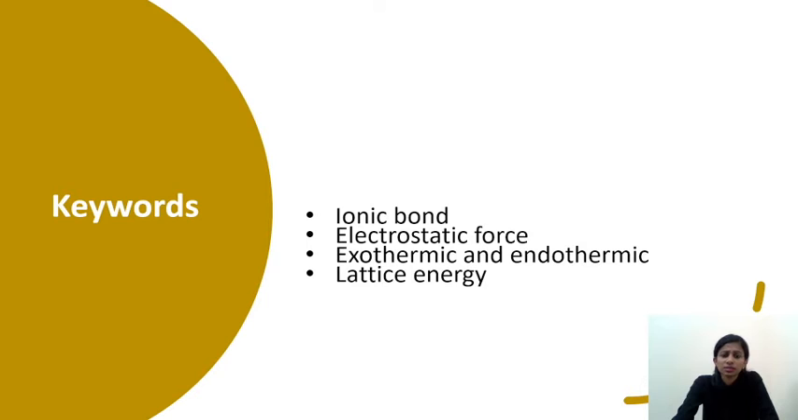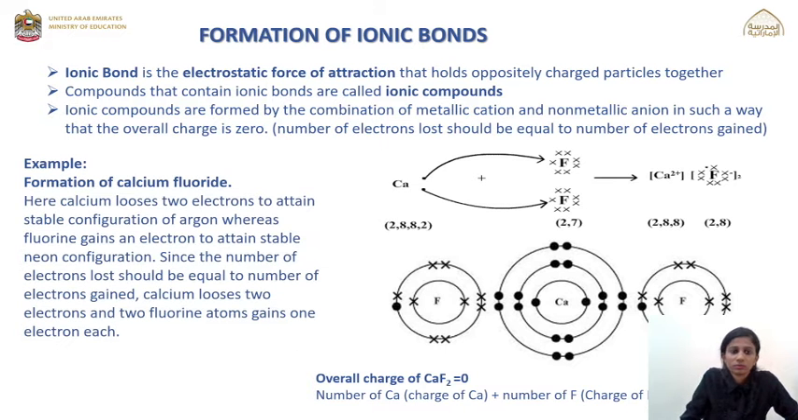The key words coming under this section are ionic bond, electrostatic force, exothermic and endothermic, lattice energy. Formation of ionic bonds. We have already seen in the last section about the formation of ions. Ions are cations and anions. Cations are formed from the metals by loss of electrons, and anions are formed from the non-metals by gain of electrons. And this positively charged cation and negatively charged anion are held together by an electrostatic force of attraction, and this electrostatic force of attraction is called an ionic bond.